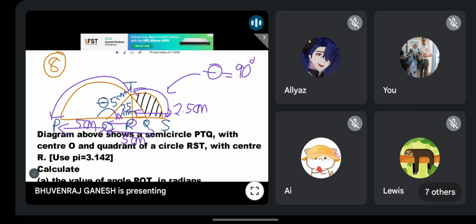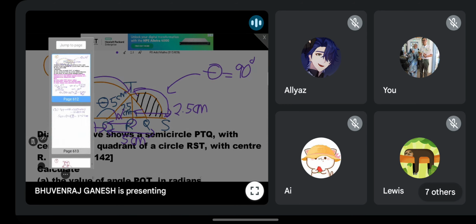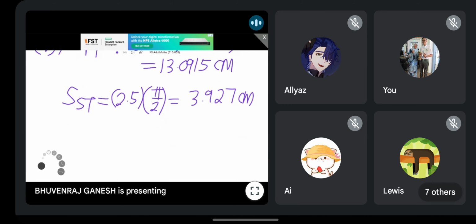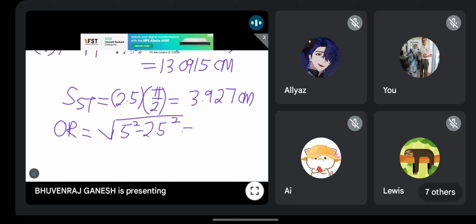Okay, so how to get OR, guys? Can you all tell me? Panjang OR? Macam mana kira? How can we get the OR length? Yes, okay, square root 5 square minus 2.5 square only. So you can get OR equal to square root 5 square minus 2.5 square. So if you press calculator, you will get 4.3301 cm.